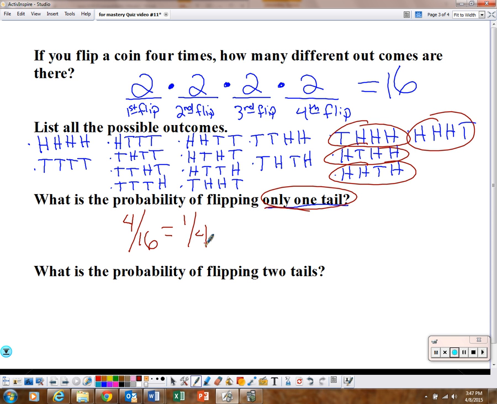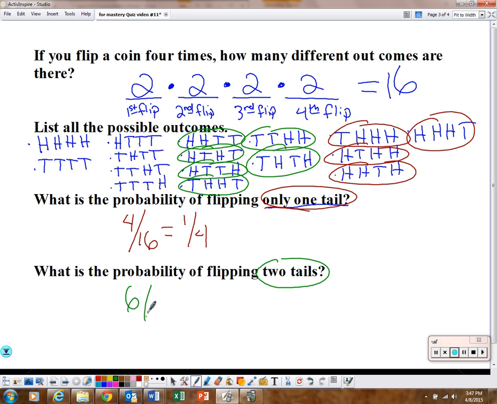What is the probability of flipping two tails? Okay, let me switch colors. Two tails. Well, two tails, that'd be this one, this one, this one, this one, this one, and this one. That would be 6 out of 16, which reduces to 3 out of 8.